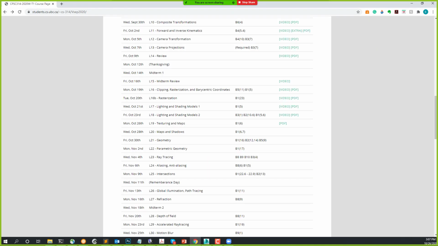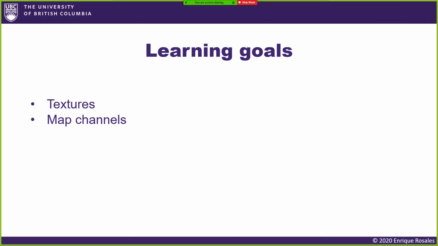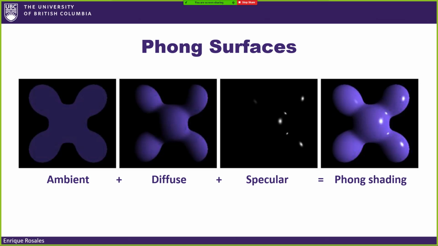So, learning goals for today, we will talk about textures and something called map channels. A map channel is basically just an algorithm that takes a texture and does something. It's the way you use a texture, usually called a map channel. This is what we were discussing last time.